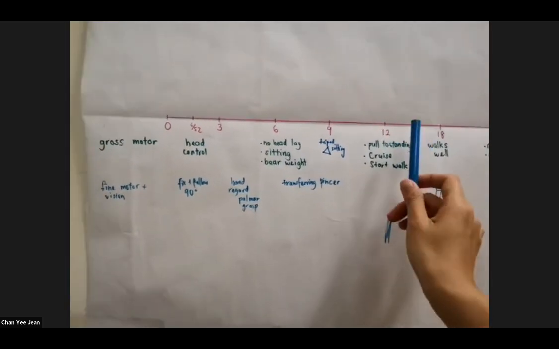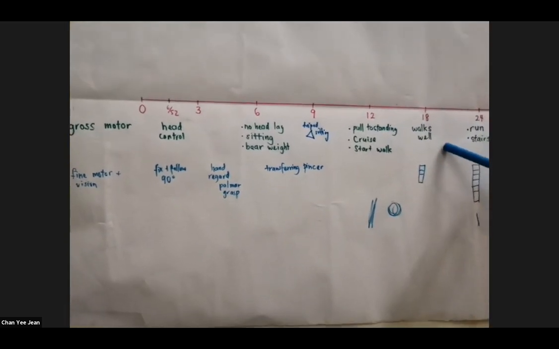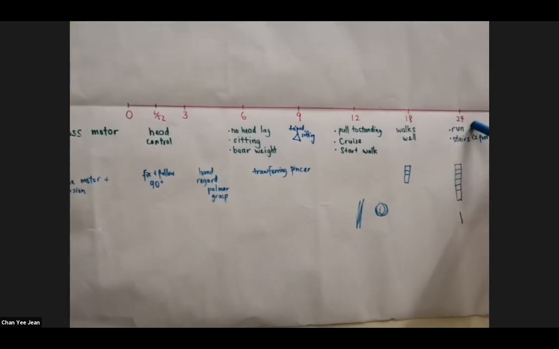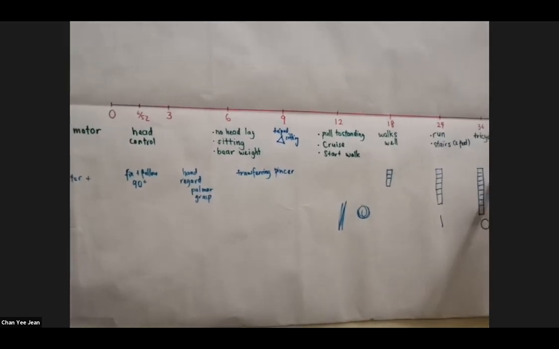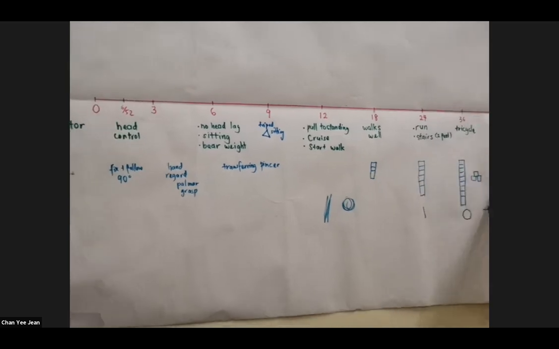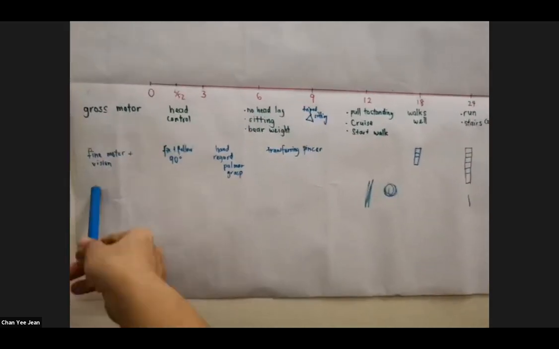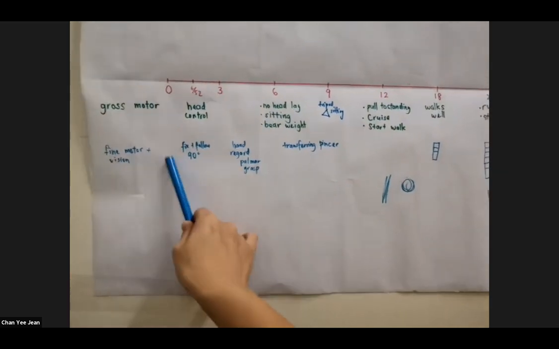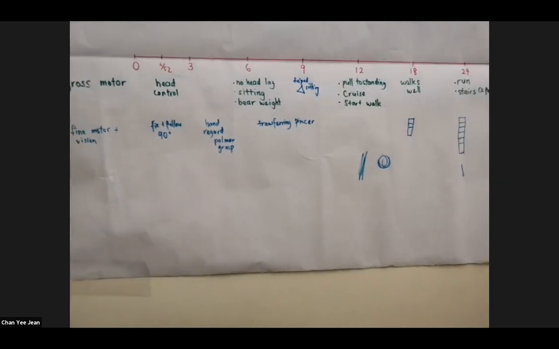And then 12 months, they start to cruise, start to walk. 18 months walks well. So 24 months run. 36 months tricycle. So that's easy to remember because tricycle, 3 years old, right? 48 months, 4 years old, hop, skips, and it goes on. So then you do fine vision, motor and vision, fix and follow, hand regard. Then the drawings are there.